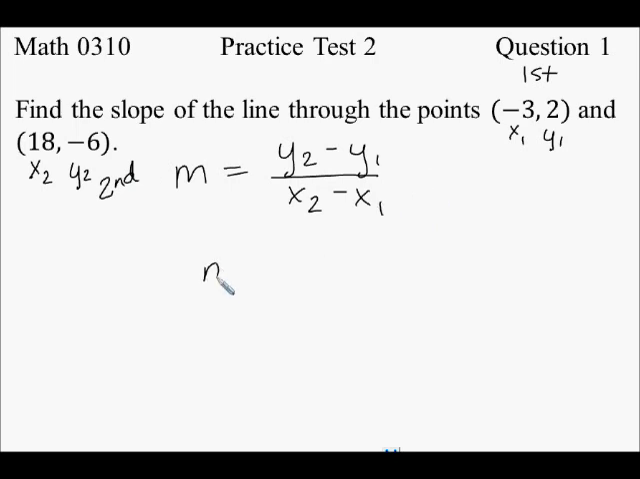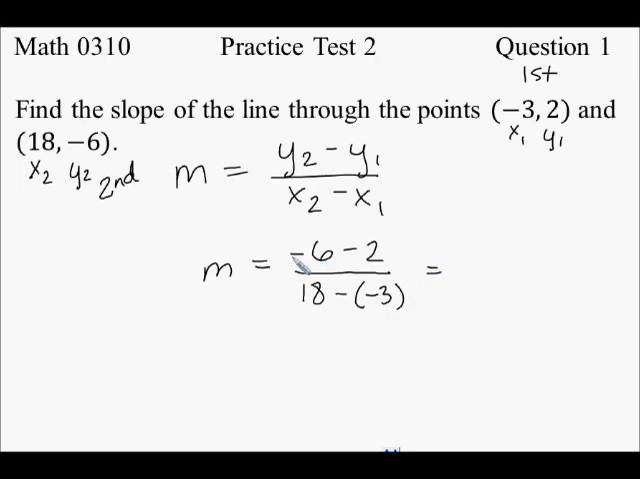So that means here m is going to equal y2 is -6 minus y1, which is 2, over x2, which is 18, minus x1, and x1 is a -3, so we're going to be subtracting -3 there.